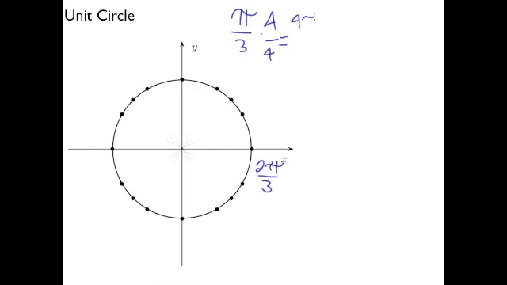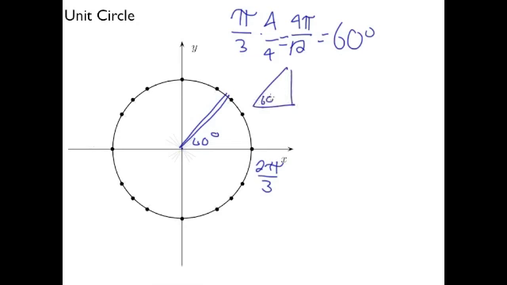4 pi over 12. 4 pi over 12, then multiplying 4 by 15 would equal 60 degrees. So a 30, 60, 90 triangle, 60. So this would be 60. Draw it quickly, 60.